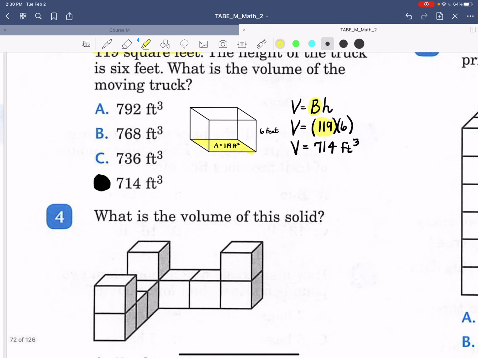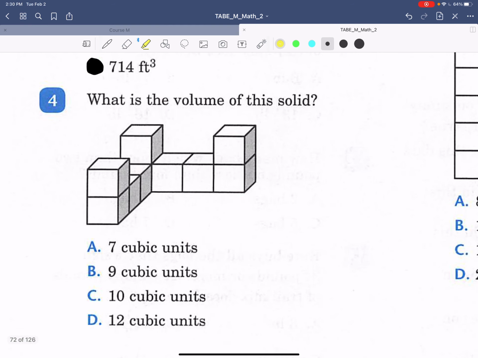Okay, number 4. I love this one. What is the volume of this solid? I don't have a formula, thank goodness. I don't want a formula on this one. All I have to do is count the cubes. So I have 1, 2, 3, 4. Don't count them twice. 5, 6, 7, 8, 9. But be very, very careful.